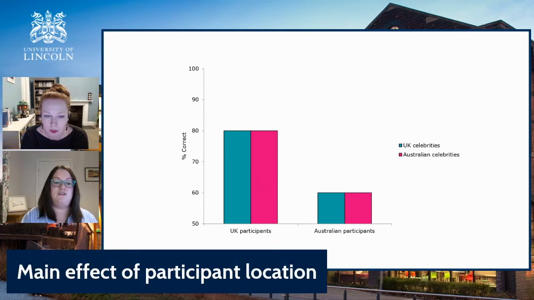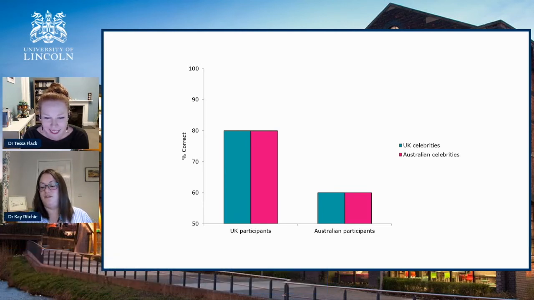So we might see the main effect of participant location. Again, in ANOVA, this is called a main effect. What we're seeing here is that it doesn't matter where the celebrities have come from, the UK participants are just outperforming the Australian participants. So that's something else that is possible that we could find.